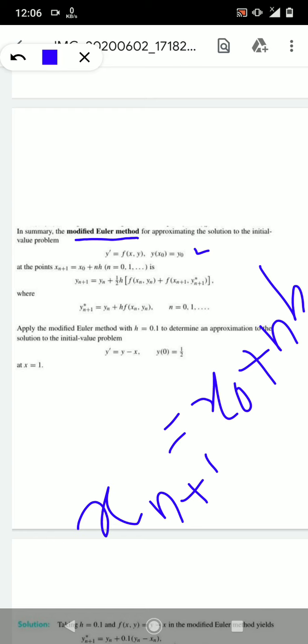So, in the modified Euler method, y_{n+1} is equal to y_n plus h/2 times f(x_n, y_n) plus f(x_{n+1}, y*_{n+1}), where y*_{n+1} is equal to y_n plus h times f(x_n, y_n).